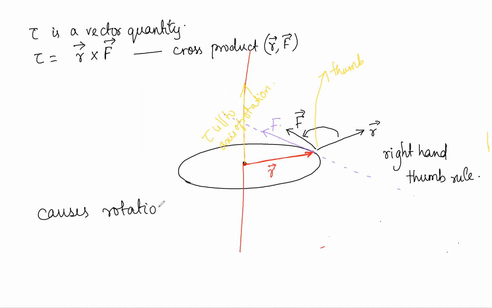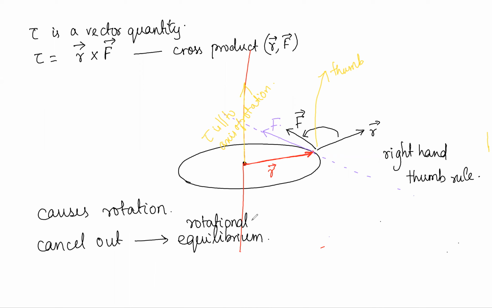But if there are a few different torques acting on a body, then all the torques can cancel out. And if all the torques cancel out, even if so many torques are acting, the object is going to be in equilibrium. Such an equilibrium is called rotational equilibrium or static equilibrium. The object may not rotate or it might continue rotating at the same speed. Okay, so let's deal with a few simple questions on torque.